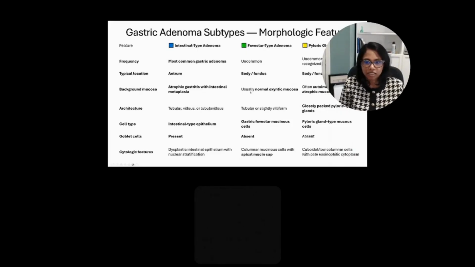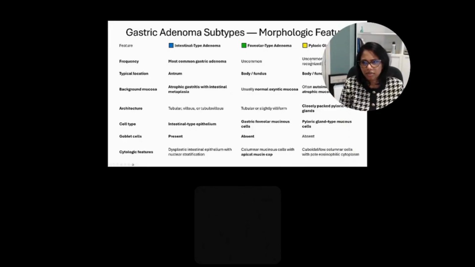The surrounding epithelium is usually normal, so in this case, normal oxyntic mucosa. You don't see any intestinal metaplasia. It can be tubular or villiform, and it's usually lined by gastric foveolar mucinous cells. And the dysplasia is still associated with the apical mucinous caps, and that tells you that that's another pathognomonic feature, that this is foveolar in type.